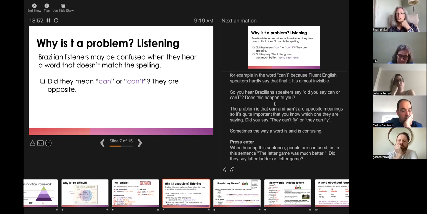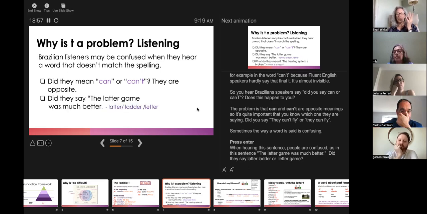Sometimes the way they say a word is also confusing. For example, if you hear this sentence, you might be confused. The latter game was much better. Latter is another word for later. And you're thinking, did they say ladder, like climbing up a ladder, or letter? Because is also a problem sound for you. And you're like, oh my God, is there a game in Canada about ladders? Who can climb the ladder first?